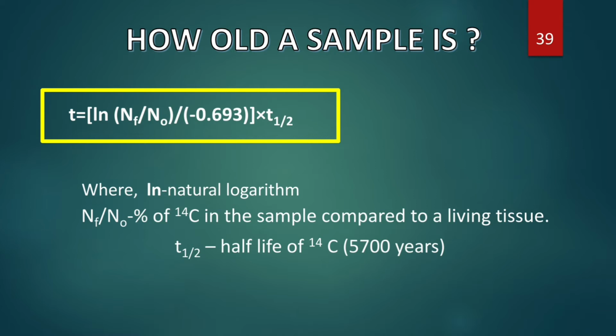So we do carbon dating so as to know how old a sample is, right? In order to know that, we can just apply an equation, and the equation is t is equal to ln(Nf divided by N0) divided by minus 0.693 into t half, where ln is the natural logarithm and Nf by N0 is the percentage of carbon 14 in the sample compared to a living tissue, and t half is the half-life of carbon 14, and it's 5700 years.